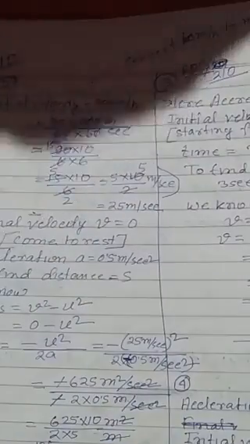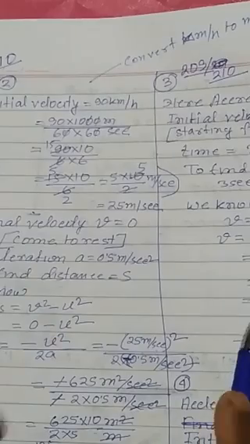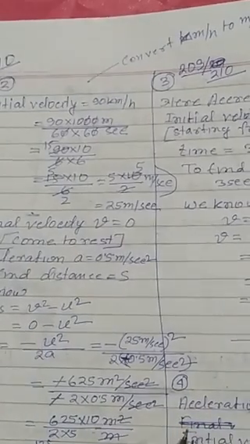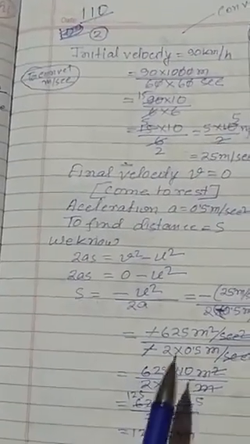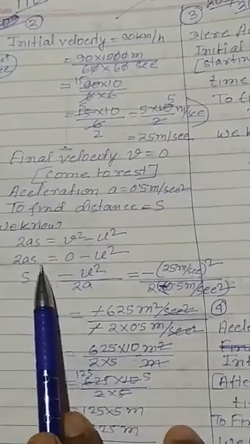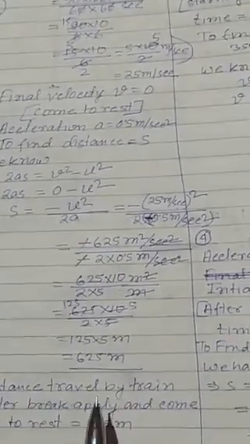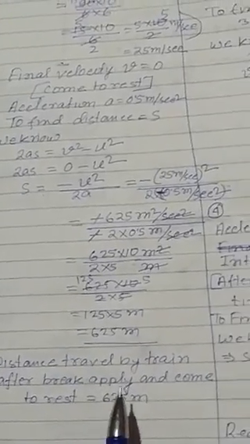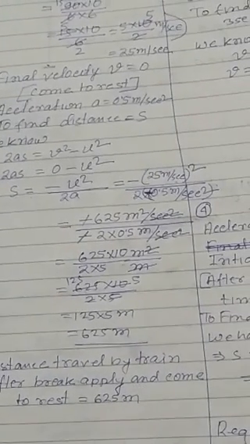Here it is brought to rest, so the final velocity is 0. Final velocity brought to rest means final velocity v equals 0. Acceleration is given. To find the distance, 2as equals v squared minus u squared. Ultimately the distance is found.